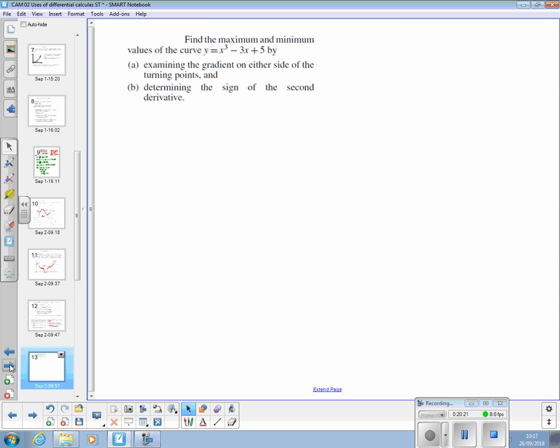Well, look, we've got an example. Find the maximum and minimum values of the curve y is equal to x cubed minus 3x plus 5. First by examining the gradient on either side, and second by determining the sign of the second derivative. So how are we going to tackle that? I think we'll do this one together. What do you reckon?